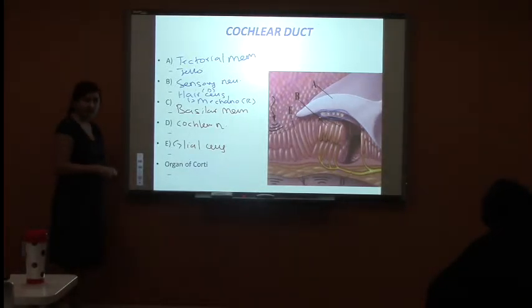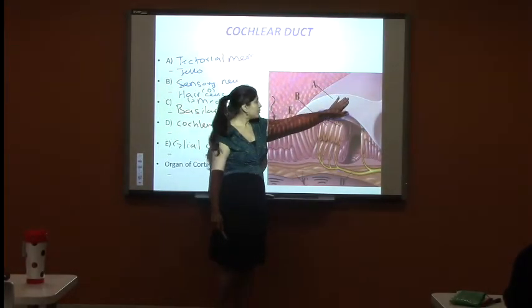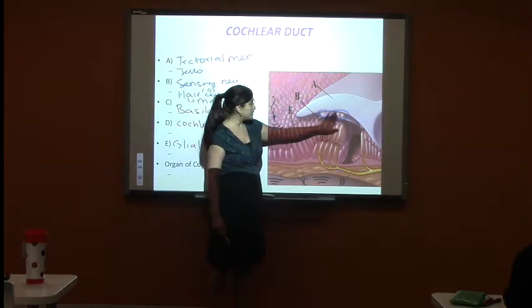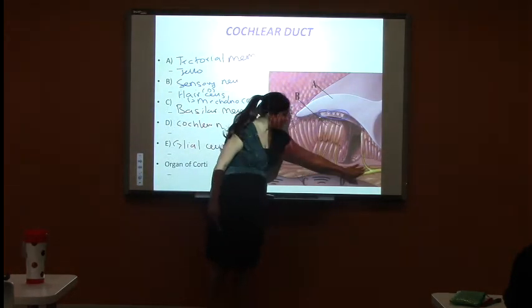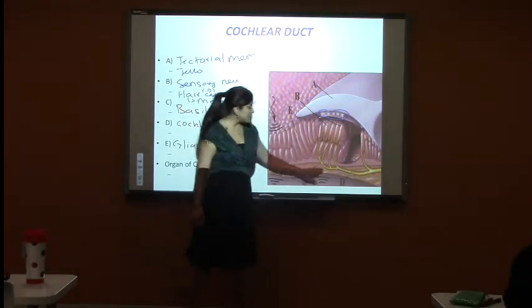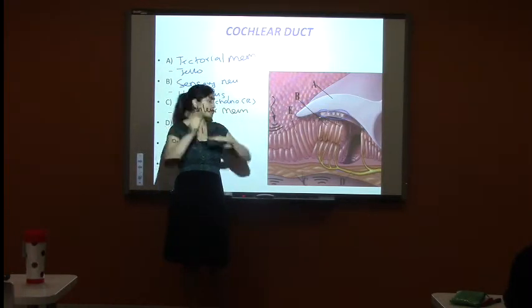I know I'm going a little fast, but you have the video. So, tectorial membrane, and then you have the sensory neurons with the hair cells. The axons are coming together forming the cochlear nerve. Here is the basilar membrane on which the sensory neurons and the glial cells rest. Okay?